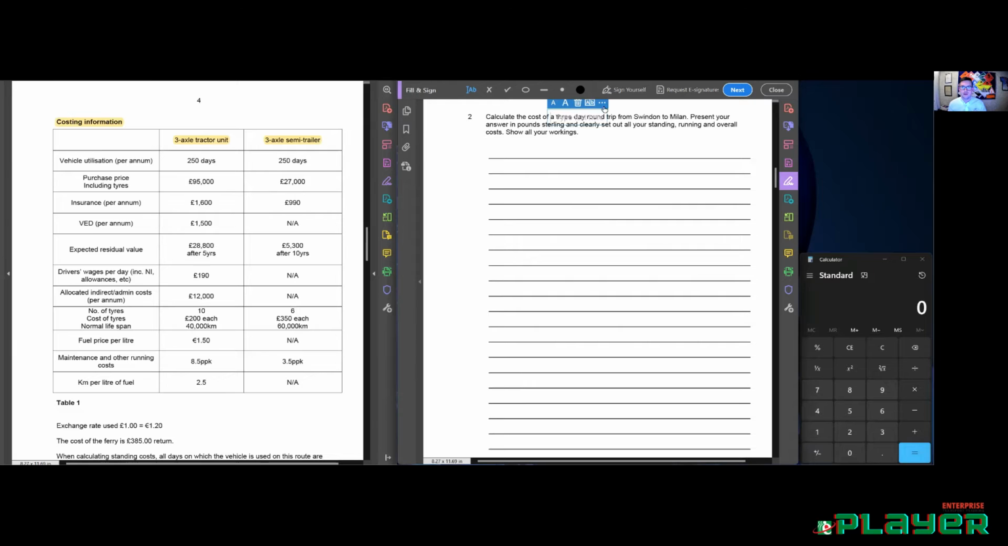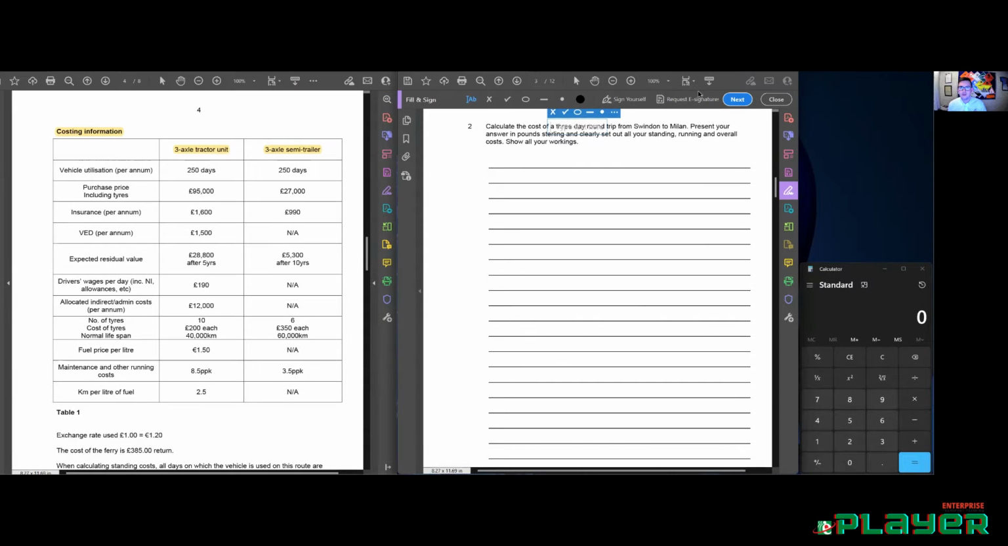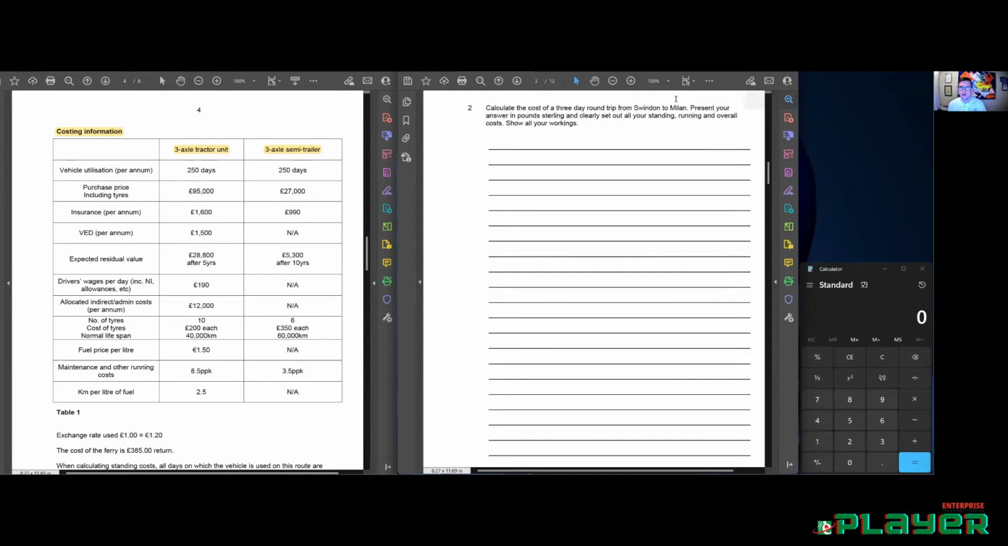Let me highlight it. There we go. 3-day round trip. So I'm going to highlight that little bit just to make it stand out to me on my exam paper, so when I'm working everything out, I can keep referencing back to that little point in the question to say it's a 3-day trip. 3-day trip. Okay.